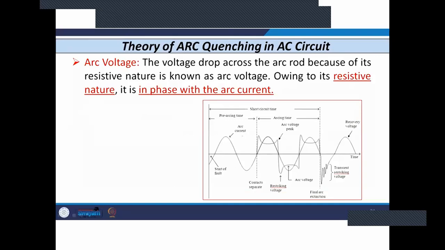Now arc voltage: the voltage drop across the arc rod because of its resistive nature is known as arc voltage. Owing to its resistive nature, it is in phase with the arc current. So both the arc current and the arc voltage are in phase. This is the arc voltage, and this is the arc peak voltage.